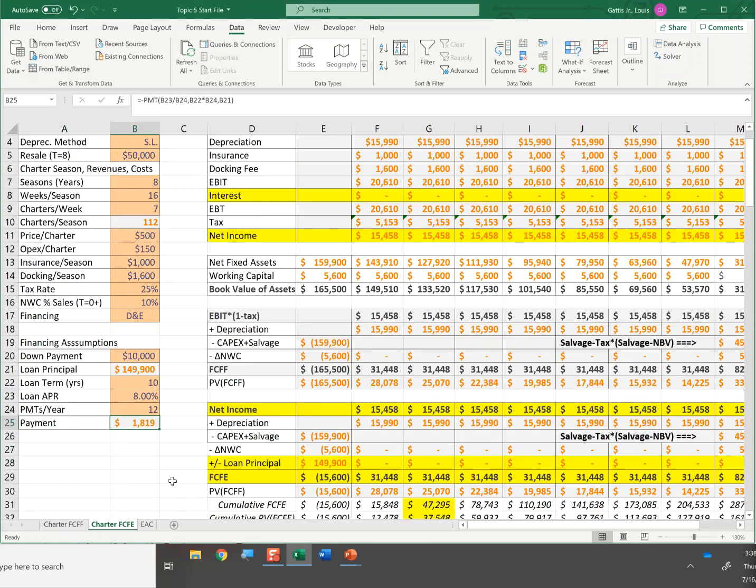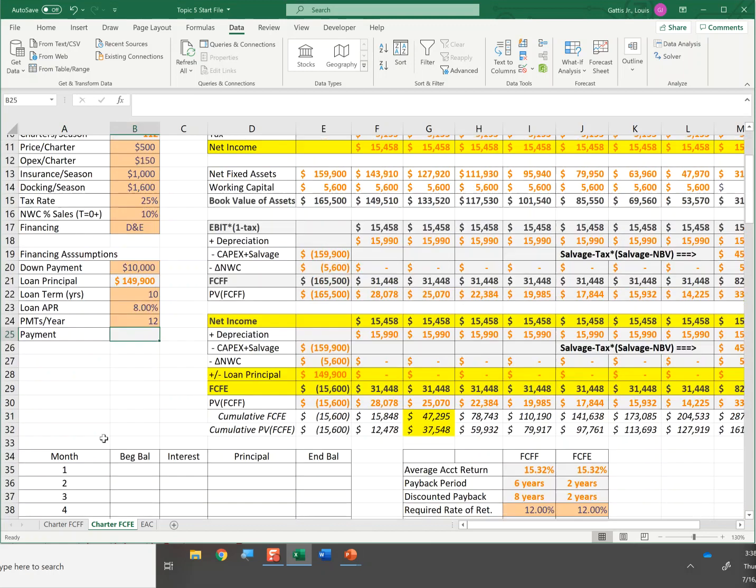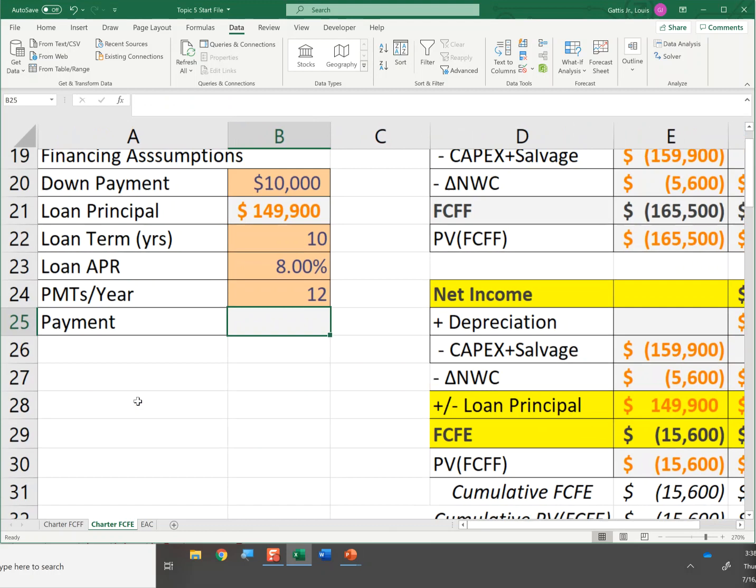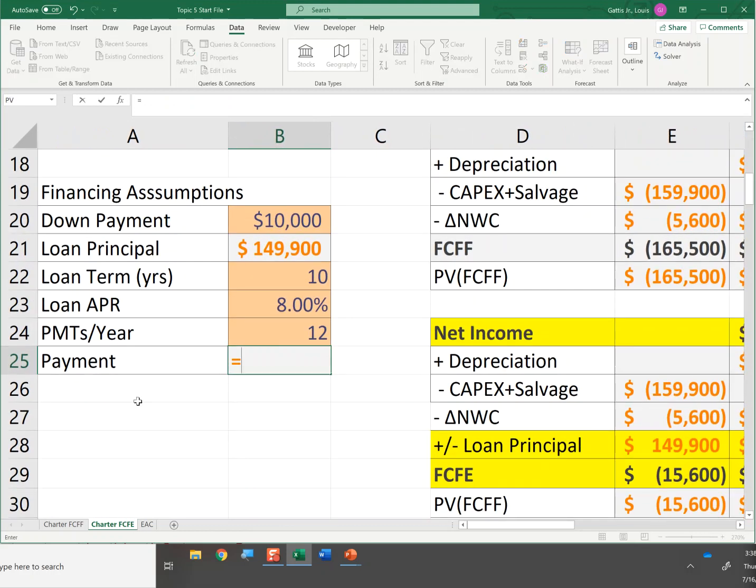And the first thing I want to show here is I want to calculate the loan payment. So for the loan payment, I'm going to use my payment function, PMT. It says rate. Now this is a monthly loan, so my rate is 8% divided by 12, the monthly rate. Number of periods, that would be 10 years times 12 months, 120 payments, comma, present value. I'm going to put a negative 149 in there because I want the number to kick out as a positive number. And then I will finish that. So it's going to be a monthly payment of $1,819.